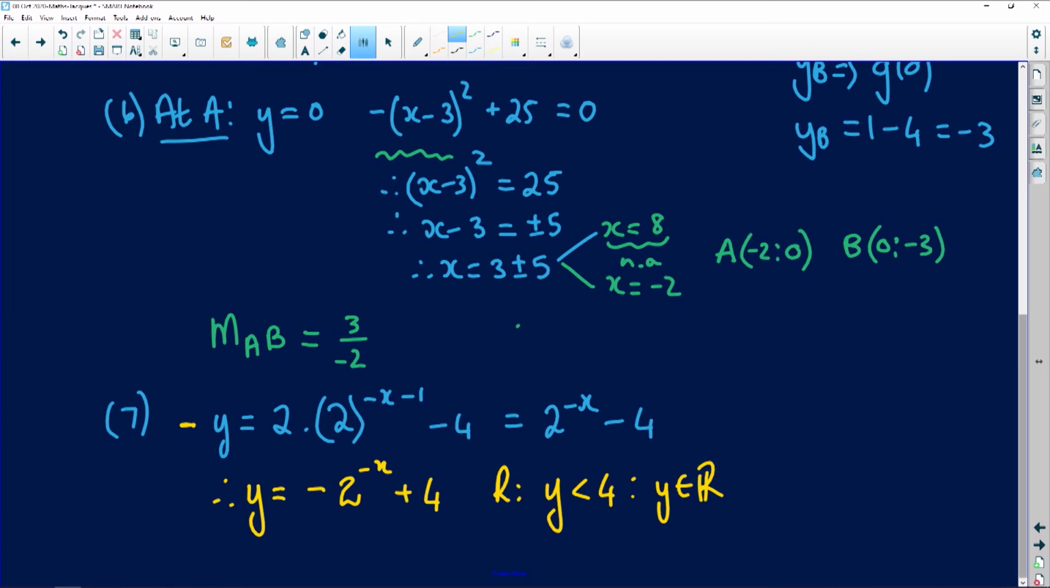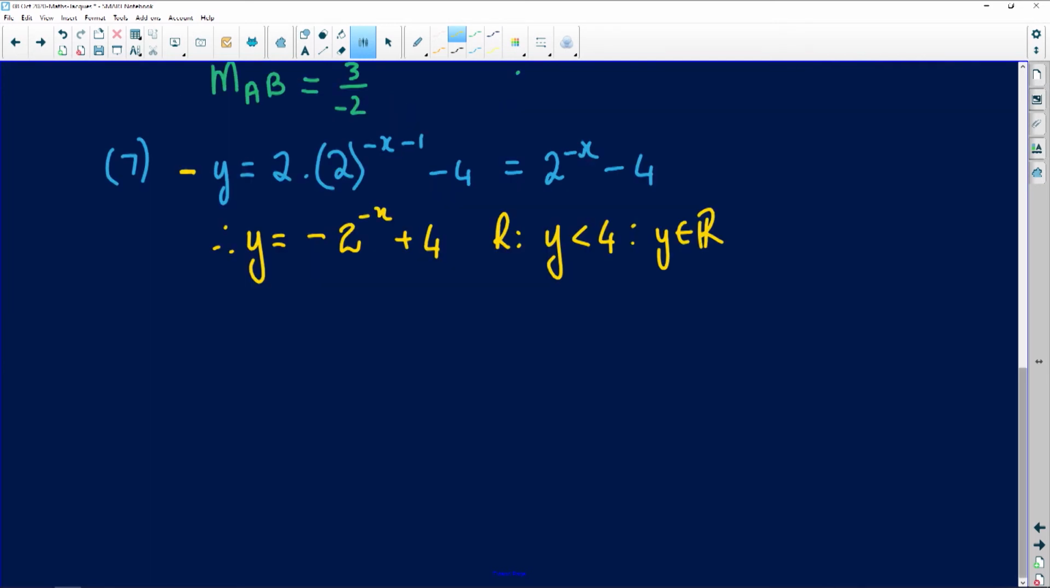Let me make space for us here. 6.8, the question for 2 marks. They say if P is f of x plus 2, write down the turning point of P. Now remember our turning point of P, we had it at 3 and 25.